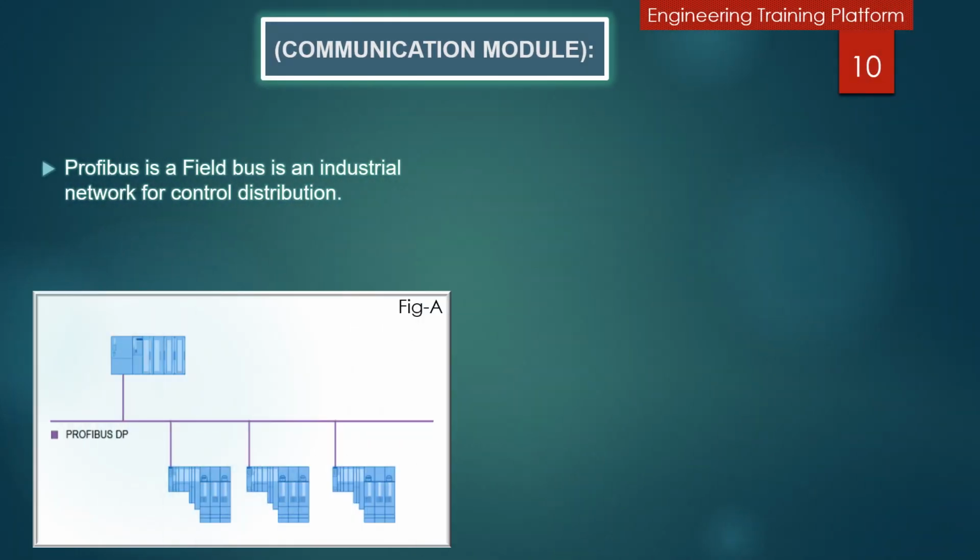Let's start to discuss the communication module. A field bus is an industrial network used for control distribution. One field bus is Profibus DP, the leading field bus standard, developed by Profibus and Profinet International, PI. Here in figure A, I explain the master PLC. They are connected with the local area network, and all the RTUs are connected with the same line. And this purple color indicates the Profibus DP.